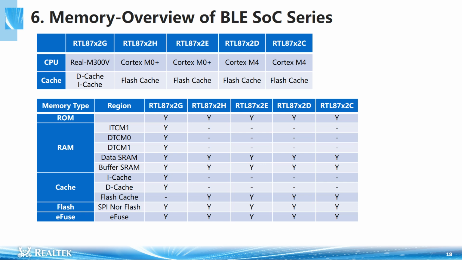BLE SoC series integrate different CPU and cache strategies shown in the table, which decide different memory maps. The different ICs have various types of memory as shown in the table. RAM is further divided into TCM, data RAM, and buffer RAM. For more details, please refer to BLE SoC Memory Introduction.